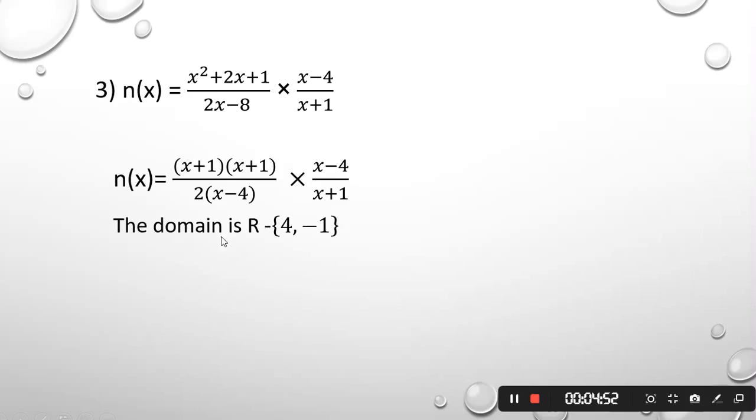Now I can easily cancel the common factors. x minus 4 cancels x minus 4, x plus 1 cancels x plus 1. So the remaining part will be (x plus 1) over 2. So easy to multiply.